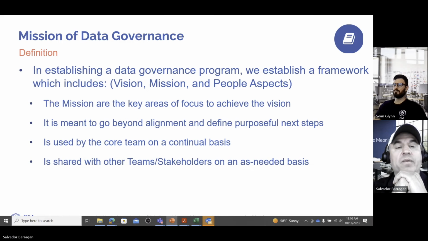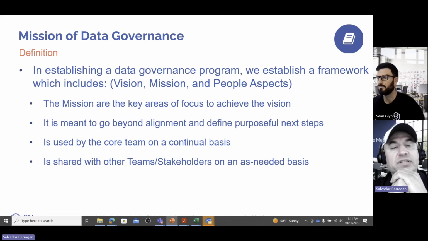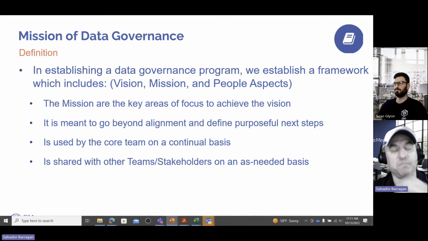You want to make sure that that mission is used by your team on a continuous basis. It's not something that just sits on a piece of paper, but obviously this can be electronic. But it's something that can be shared with other team members, stakeholders, as well as other people in your organization that may not be aware of it. So it's something that's very critical to definitely the success of your program as you move forward.